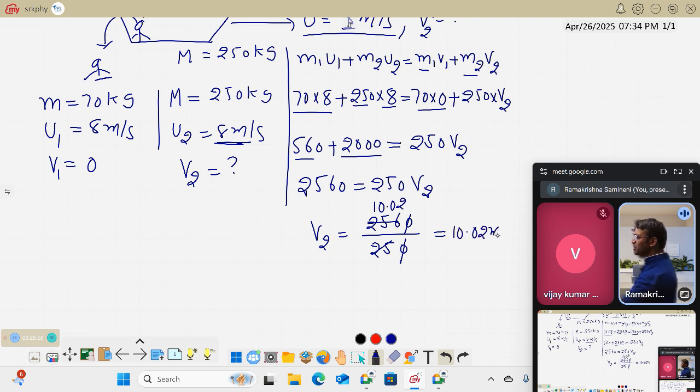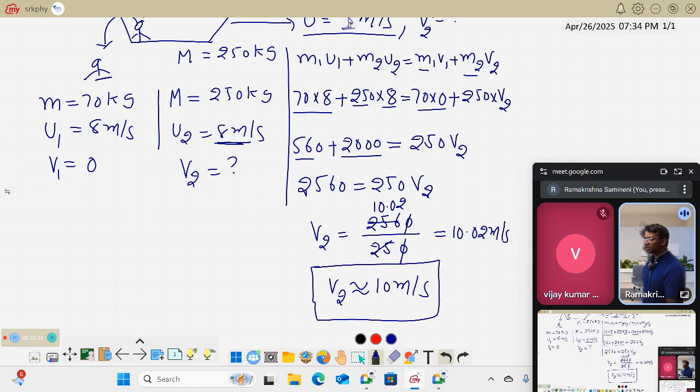10.02 meter per second. That is nearly V2. You can take it as nearly 10 meter per second. This is the answer to the question. The boat will move with a speed of 10 meter per second.